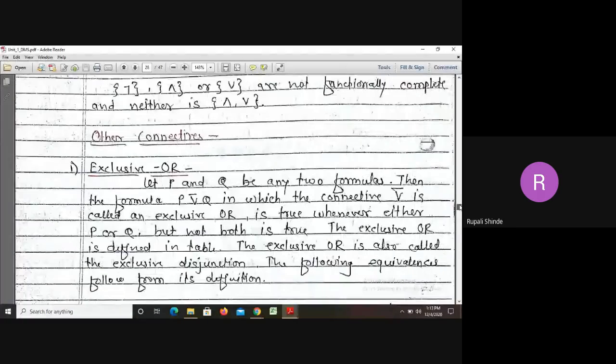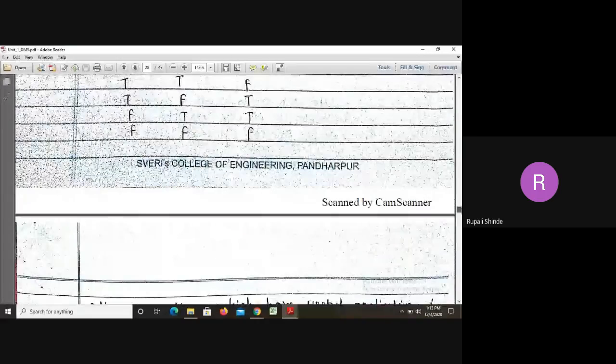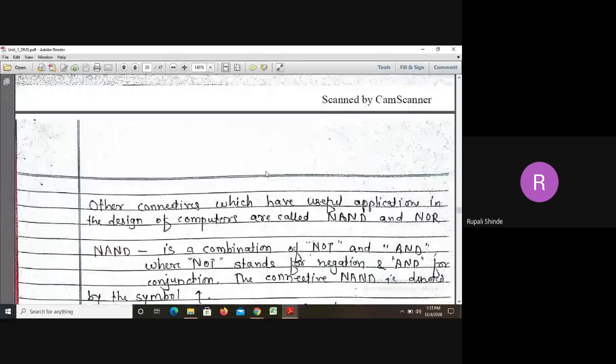In that we saw XOR. The truth table for XOR is exactly opposite to the truth table of the biconditional. What are the values for XOR? If P and Q have identical values, then its final value is F, and otherwise it is true.